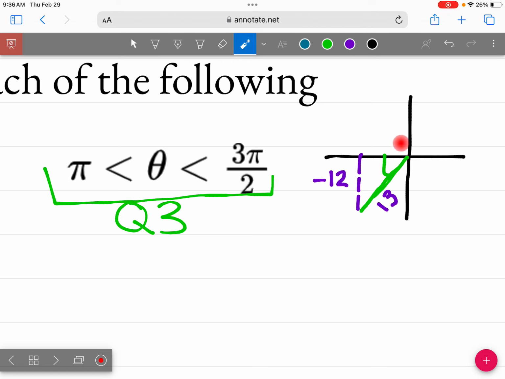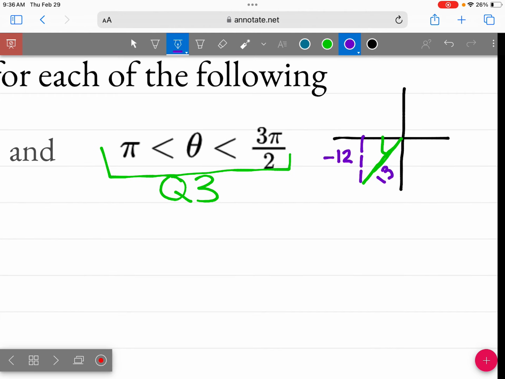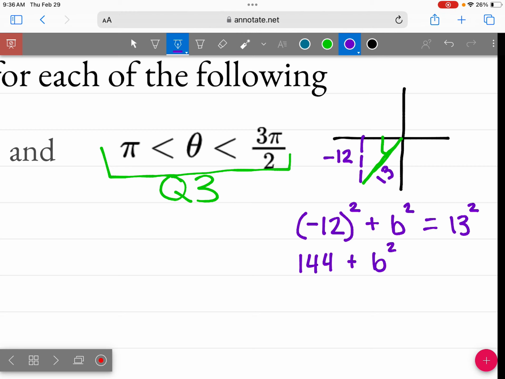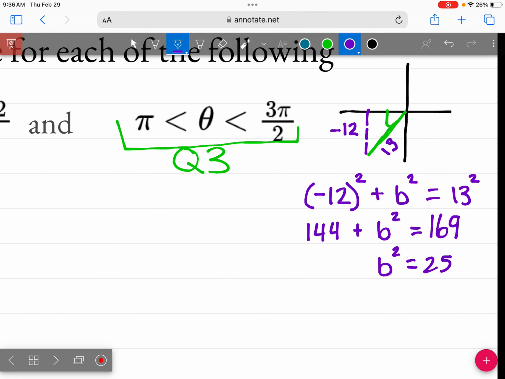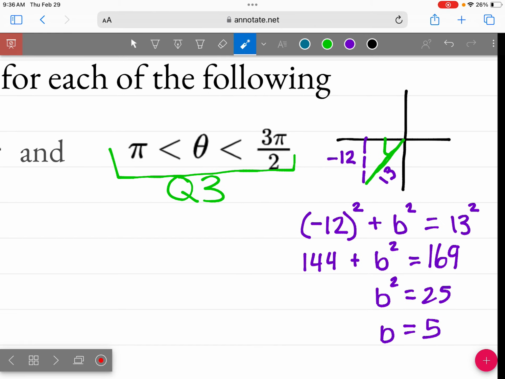Since we need tangent, we do need to know the other leg. So let's use our bestest friend, Pythagorean theorem. We're going to have our negative 12 squared plus b squared equals 13 squared. So that's 144 plus something squared equals 169. So what's b squared? 25. So what's b? 5. So what's the length of this side? Negative 5.